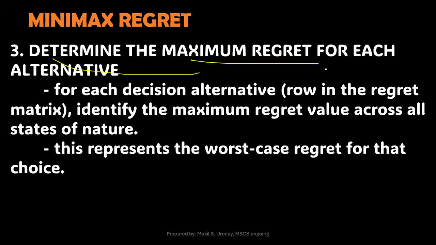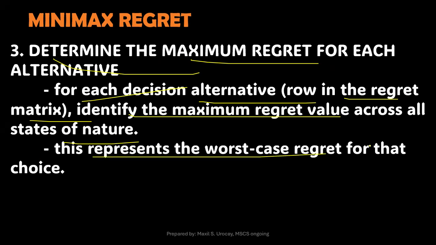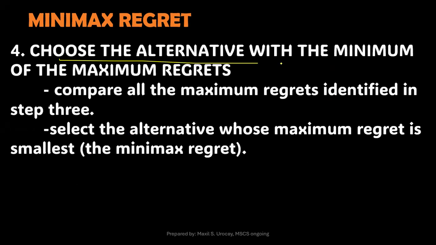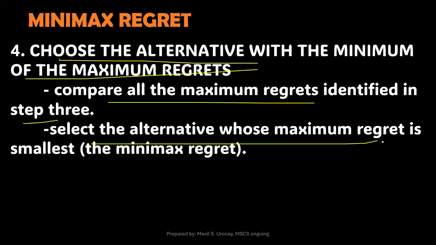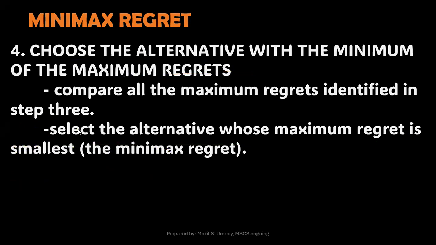Afterwards, you determine the maximum regret for each alternative after the computation takes place. For each decision alternative, in its row of the regret matrix, identify the maximum regret value across all states of nature. This represents the worst-case regret for that choice. We'll illustrate that. Next, choose the alternative with the minimum of the maximum regret. Comparing all the maximum regrets identified in the previous step, select the alternative whose maximum regret is the smallest.